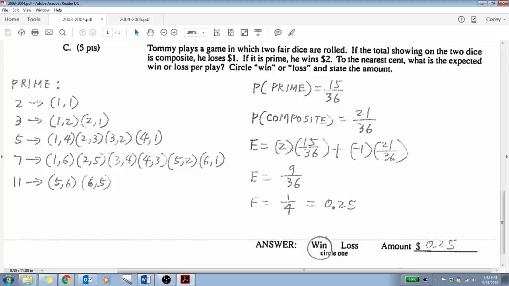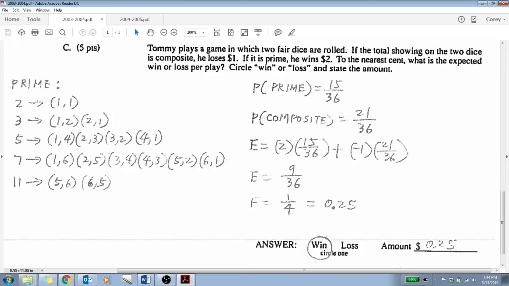When I multiply and add together, I get a total of 9 over 36, which simplifies to 1 over 4, or 25 cents, $0.25. It's a positive number, meaning he's going to be winning money, and the amount is 25 cents.